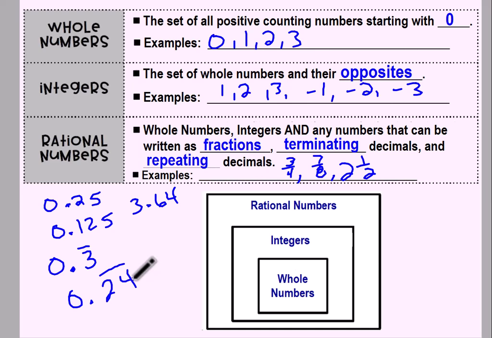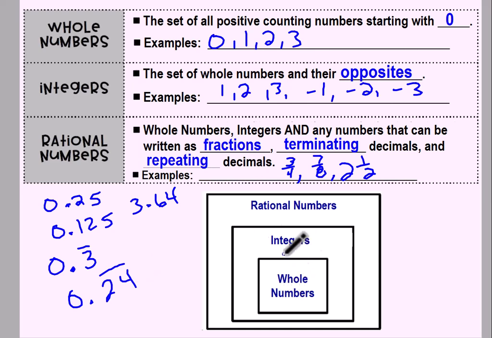So we have the terminating decimals that come to an end, that stop, and then we have the repeating decimals that some part of the decimal number repeats over and over again, and it doesn't end. Okay, those are all considered rational numbers.